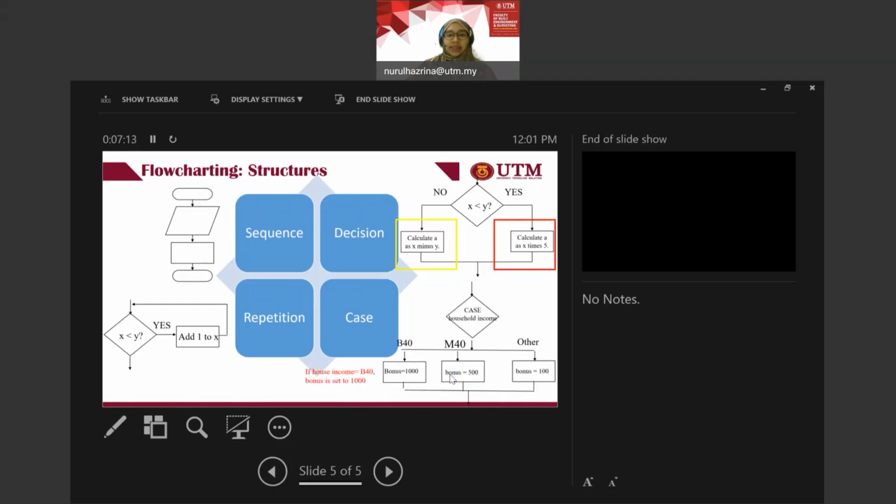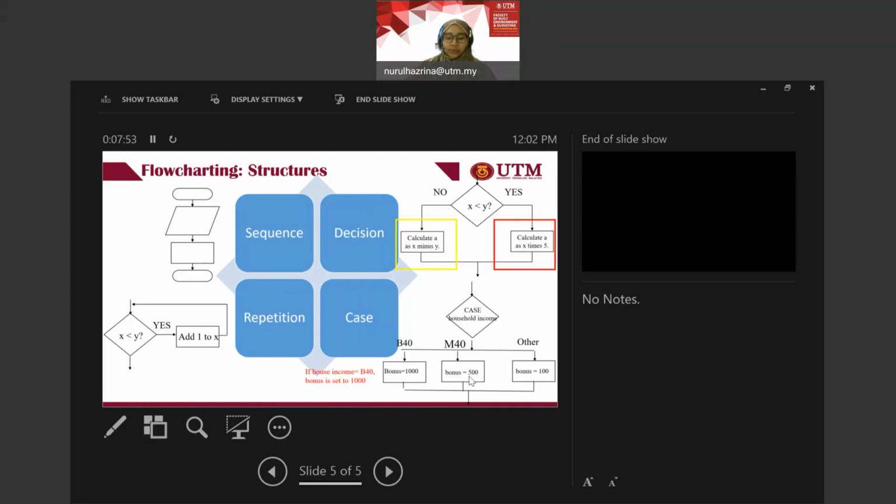And the last structure is the case. In the case structure, several conditions are set, and the program will execute when the condition is met. For example, in the case of household income, three conditions are set. Case 1 is the household income in the category of B40. If this condition is fulfilled, then a bonus amounting to 1,000 will be given.